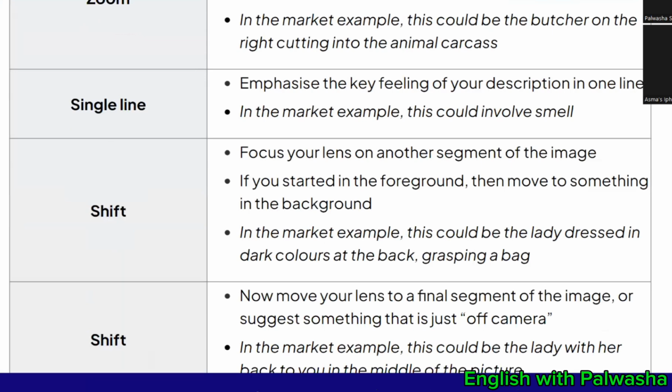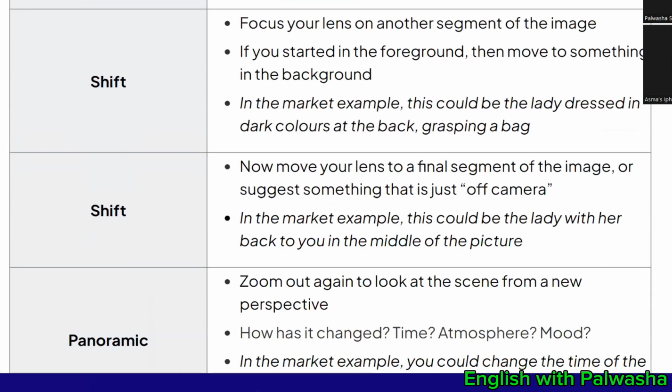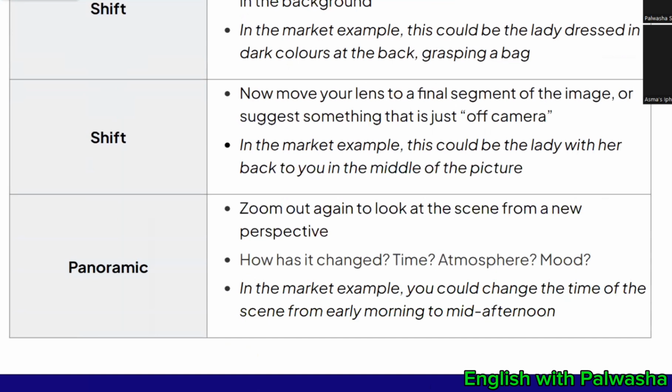Okay. So if you take the shift, focus your lens on another segment of the image. If you started in the foreground, then move to something in the background. In the market example, this could be the lady dressed in dark colors at the back, grasping a bag, right? So when we keep on doing this shift, we say this could be the lady with her back to you in the middle of the picture.